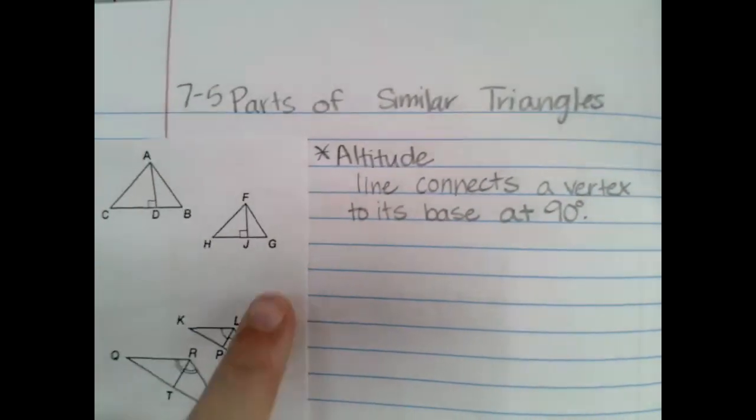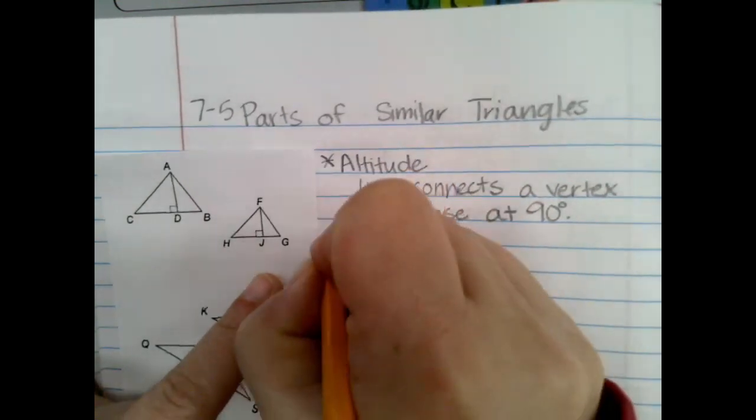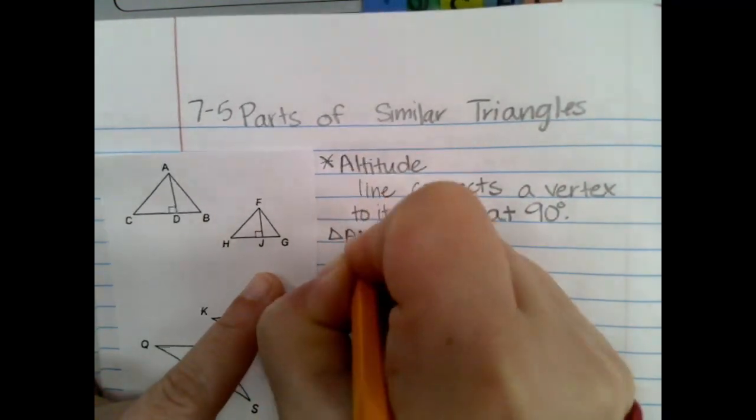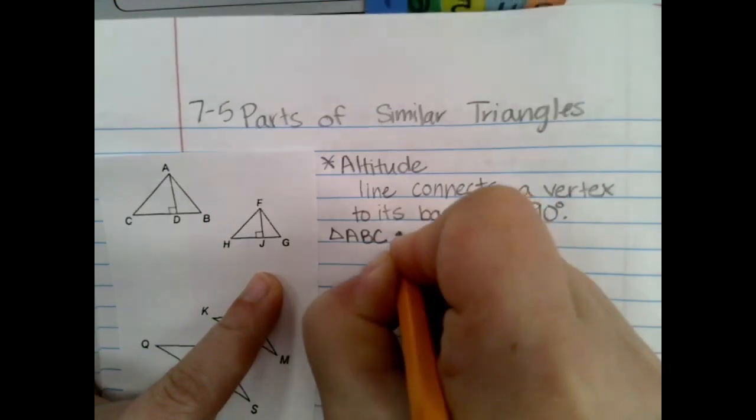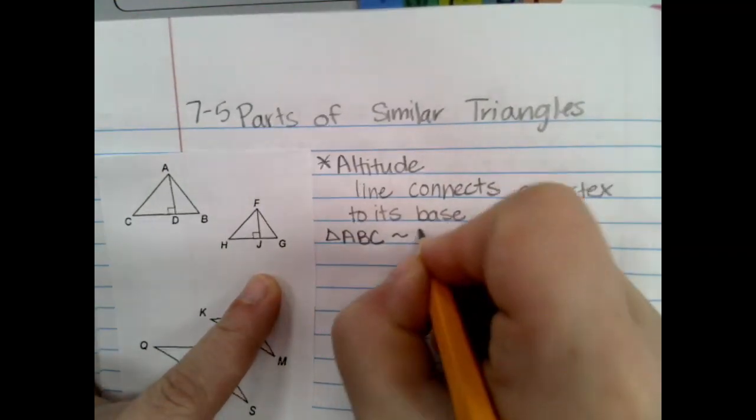All right, so in this example here, we have triangle ABC is similar to triangle FGH.